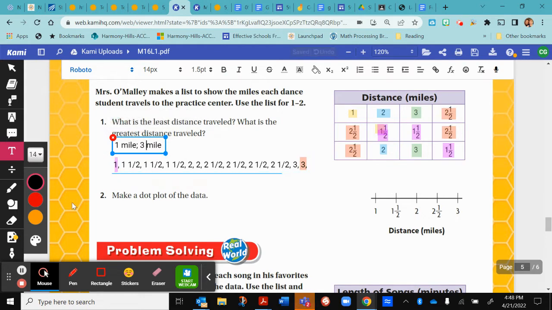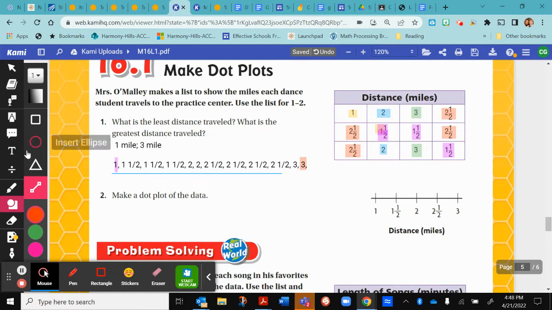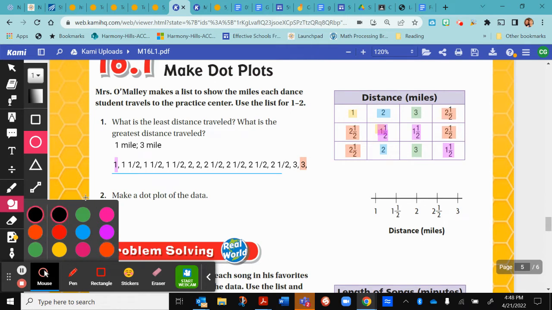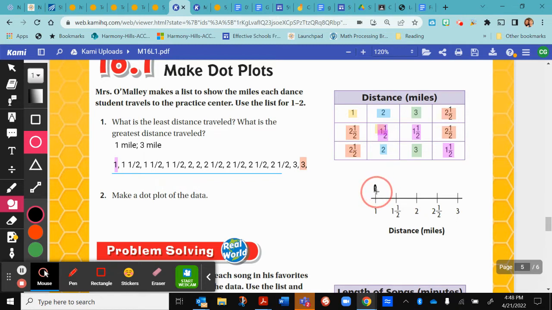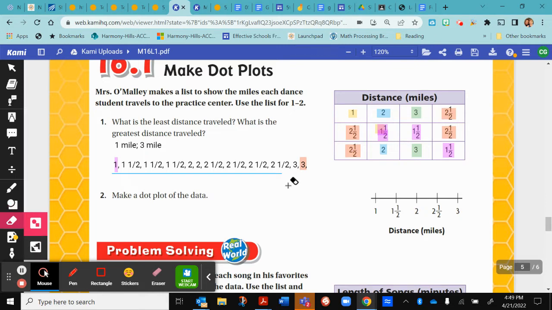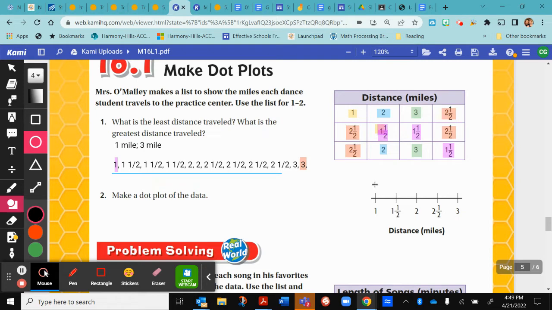Now I'm going to put my dots there. I'm going to come over here to my shapes and insert an ellipse. And I'll just do the black dots. So for the 1, I have only 1 dot. I thought it was going to fill that up. Okay, so here for my 1, I'm going to have 1 dot. For my 1.5, I have 1, 2, 3.